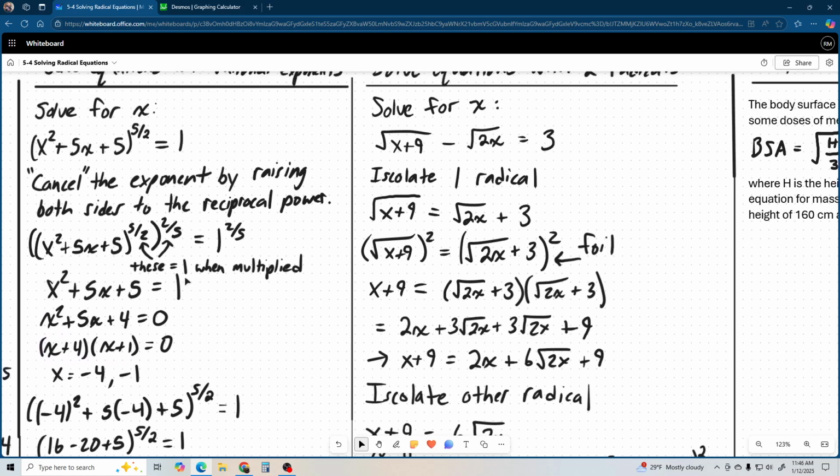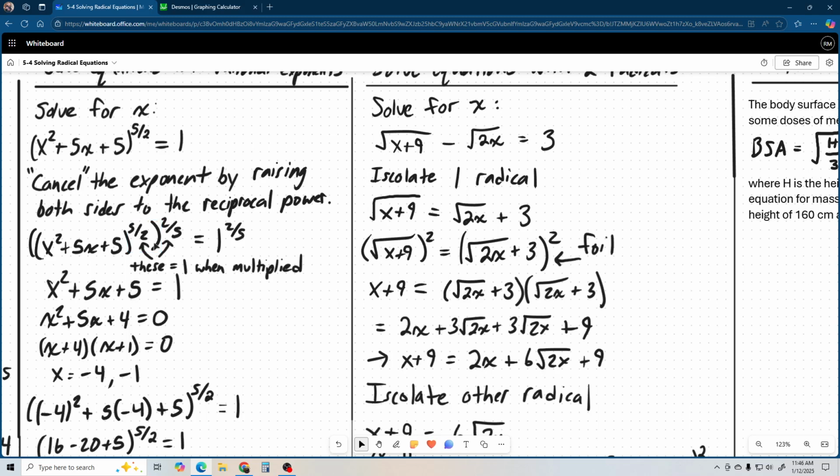Now, do we have to check for extraneous solutions? Well, yes, we do. And the reason why is because of what 2/5 is. We raised both of these to the exponent 2/5. Well, 2/5 is the same thing as raising it to the second power and then taking the 5th root. So essentially that's what we're doing.